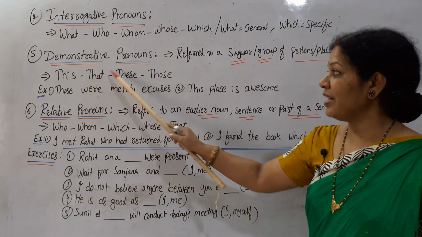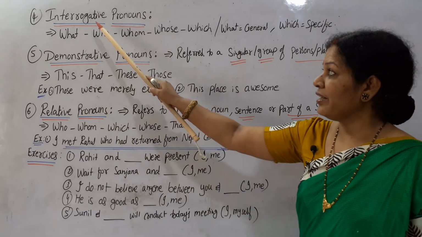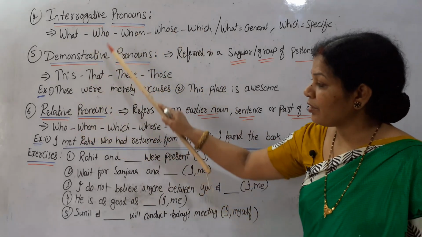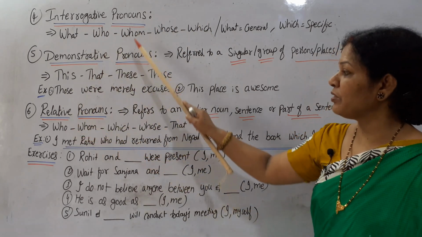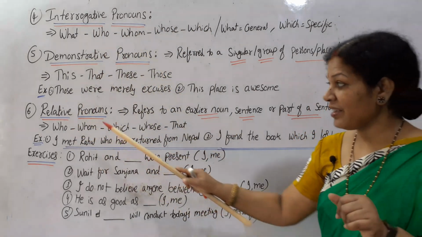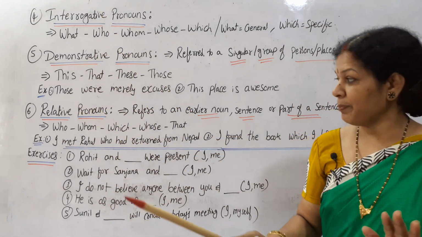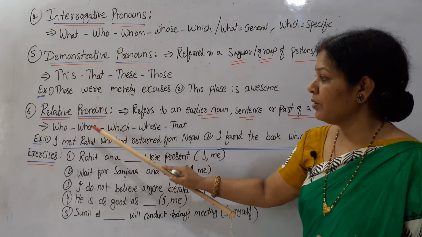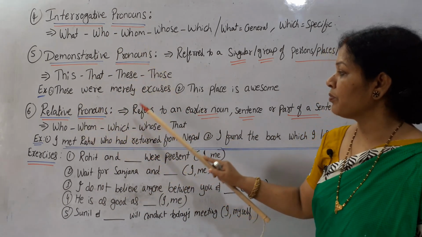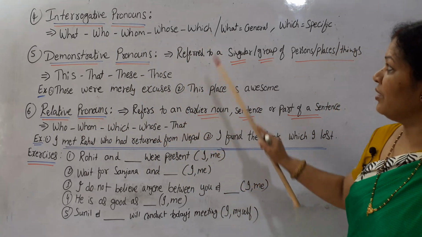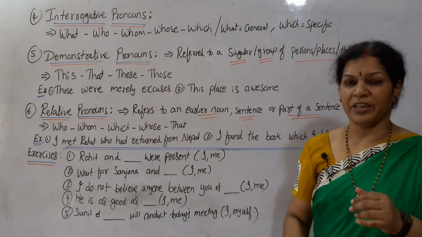There, here, this, that, these, those. And interrogative: what, who, whom, whose, which. Now here also who is there. Whom is also there. But I will tell you the difference between interrogative and relative through an example. Here you are finding who, whom, whose, which, so almost everything is there in relative pronoun.